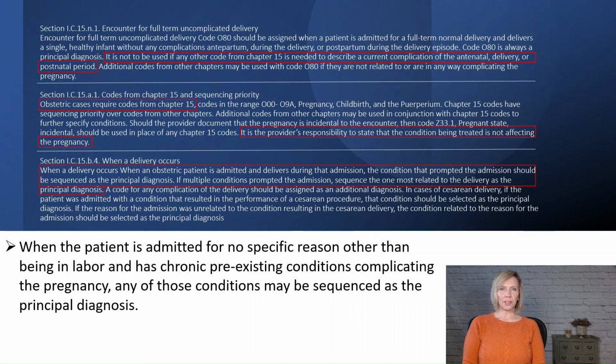Next, we have situations where the patient is admitted for no specific reason other than being in labor, but does have chronic pre-existing conditions complicating the pregnancy. For these types of admissions that are simply for delivery following spontaneous onset of labor, any chronic condition complicating the pregnancy should be selected as principal diagnosis over a condition that develops after admission. This is because the patient was admitted for being pregnant and the pregnancy is complicated by those chronic conditions.